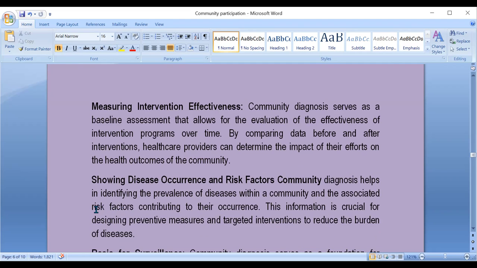Another aim is showing disease occurrence and risk factors. Community diagnosis helps in identifying the prevalence of diseases within a community and the associated risk factors. That is why you use it too. So the aim is for you to understand the disease occurrence and risk factors.